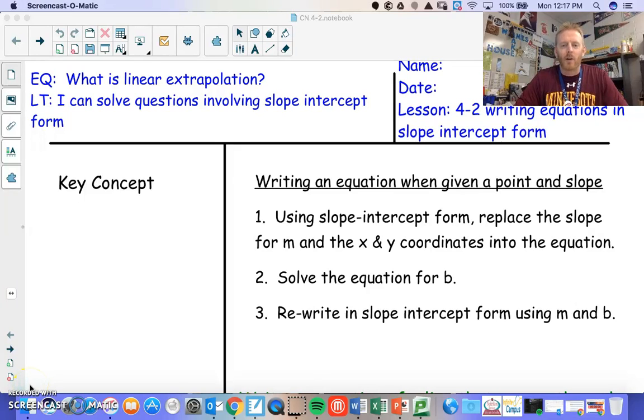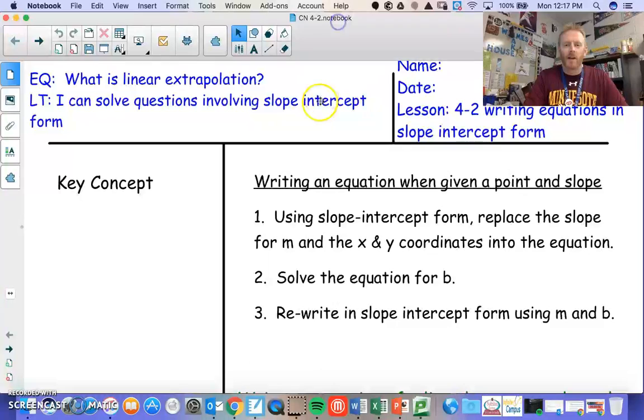Hey ladies and gentlemen, welcome to lesson 4.2. This lesson is about us writing equations into slope-intercept form. There's a few ideas that we need to make sure that we are well aware of. So let's get started here and get ourselves rolling.